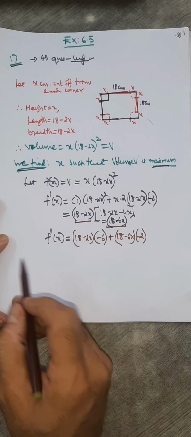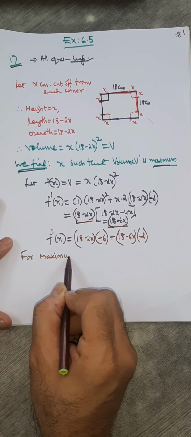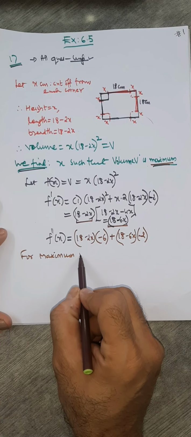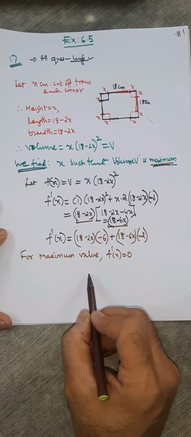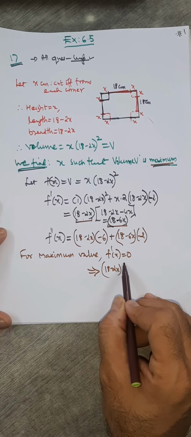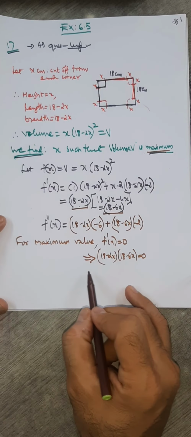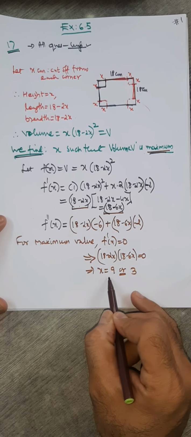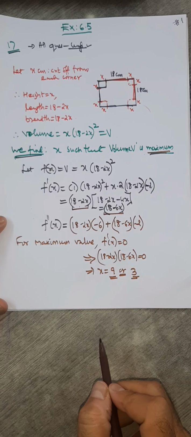Now you know for maximum or minimum values, I'll write here maximum only because you are asked for maximum volume. So for maximum value, first order derivative is always 0, turning points. F dash x is 0. So we have 18 minus 2x into 18 minus 6x equals to 0. Fine. So obviously from these either x is 9 or x is 3. These are the possible values.